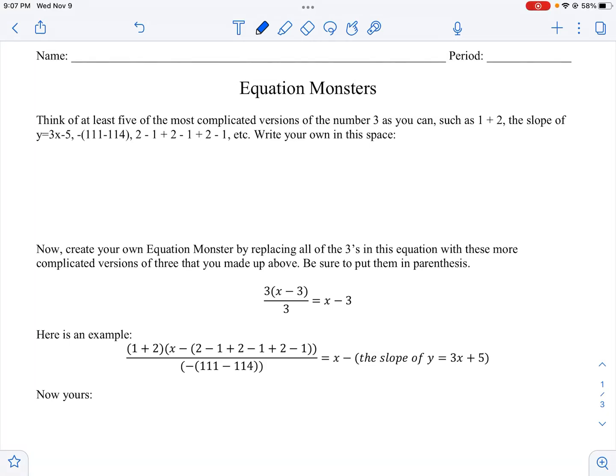Hello, ladies and gentlemen. Time for a little lesson about equation monsters. Don't worry about the title. You'll see it in a moment.